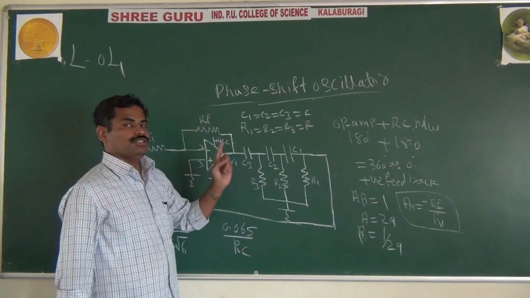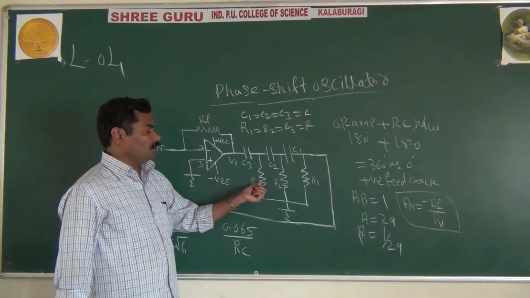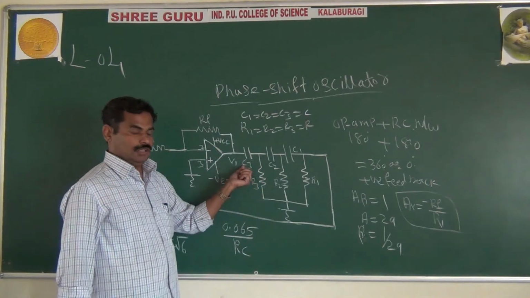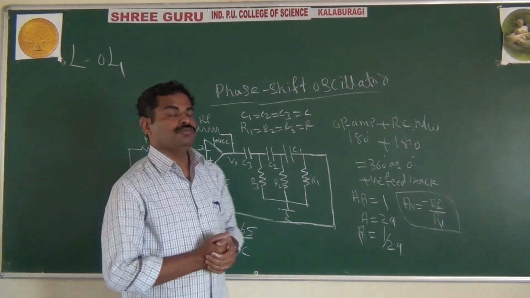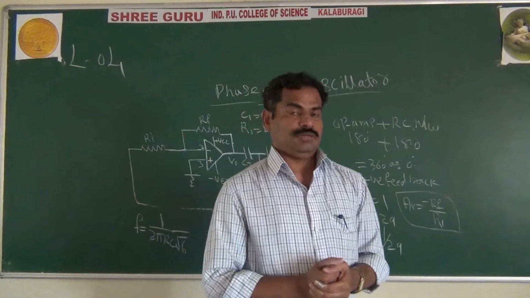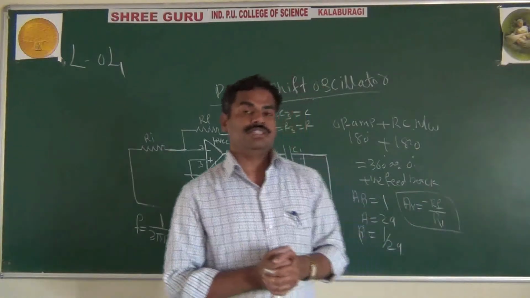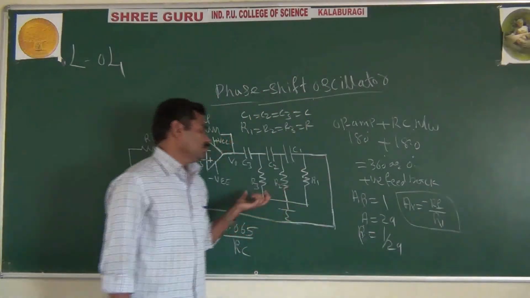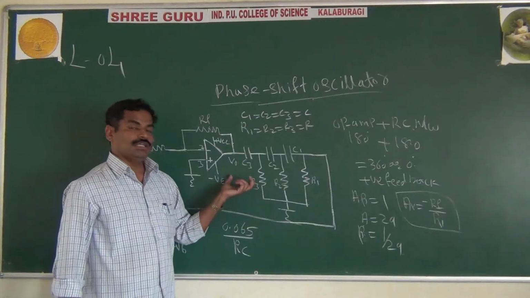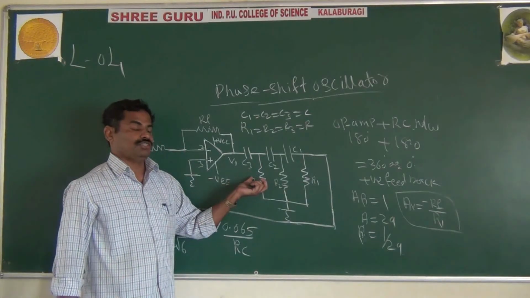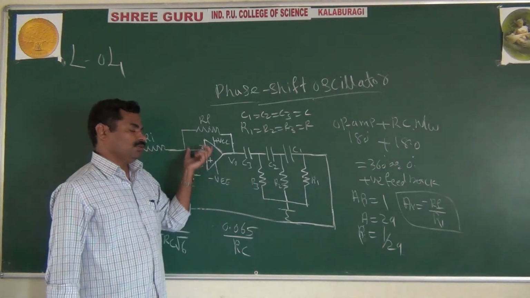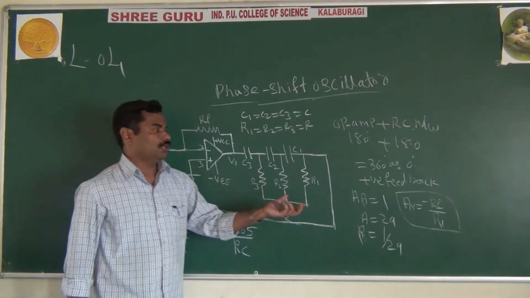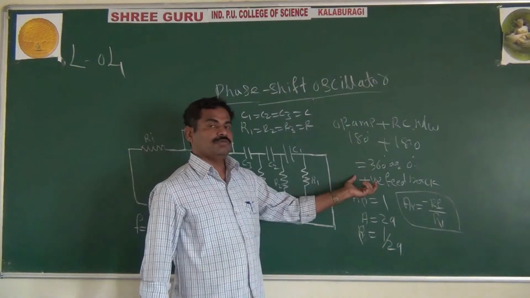The important thing is how we get the phase shift. If we consider only a single R and C, it will give a maximum of 0 to 90 degree phase shift. But we want 180 degree phase shift. That's why we are using three RC networks, each giving 60, 60, 60, and the total is a 180 degree phase shift. 180 is given by your op-amp, and totally you have 360 degrees. That is nothing but positive feedback.